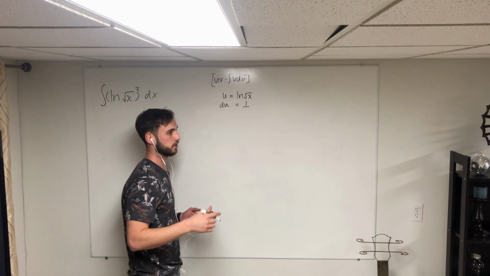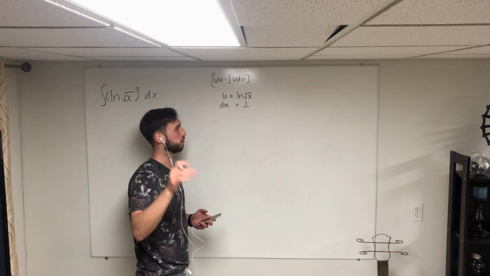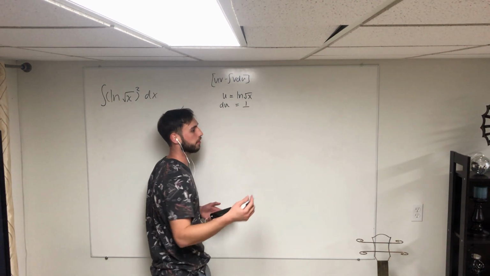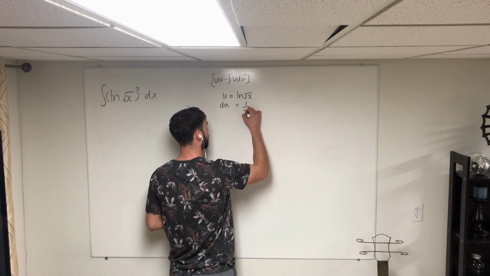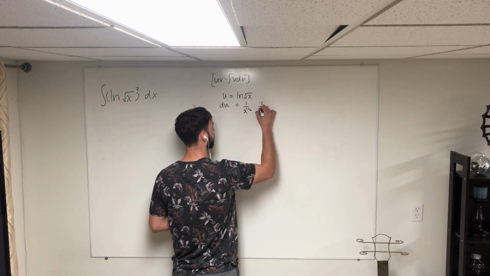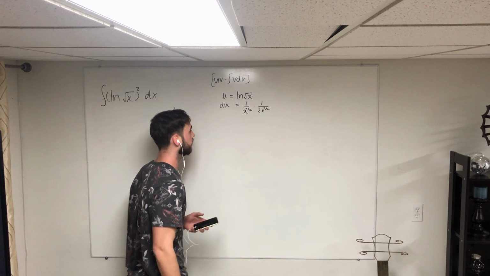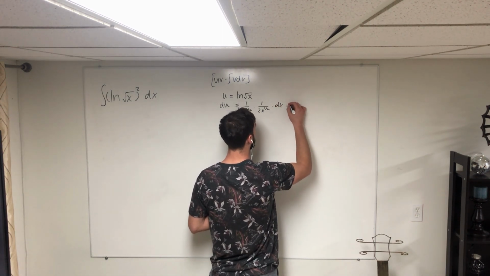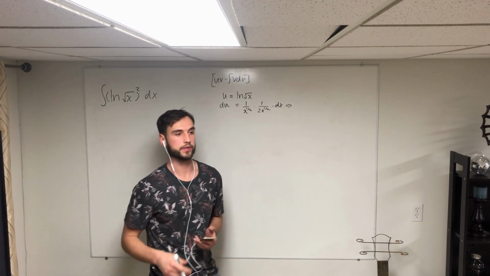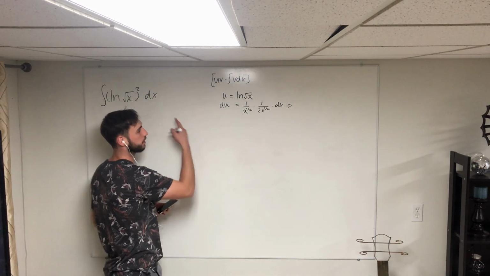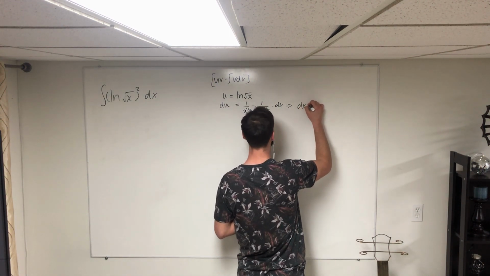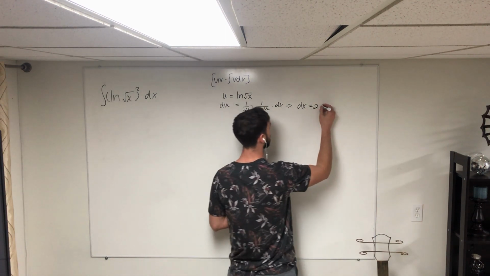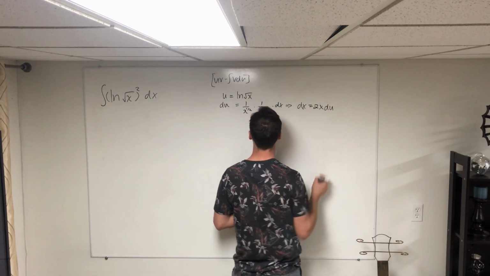differentiating ln of anything is 1 over that anything times du times the differentiation of that anything. So in our case, it's x to the power of half. So it's 1 over x to the half times 1 over 2x to the half dx. Then we put it in terms of dx because we're going to have to use that to substitute it in here. dx equals 2 x half, which is just x, so 2x du.